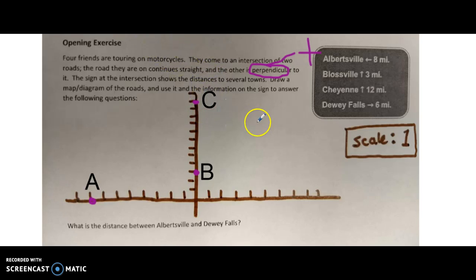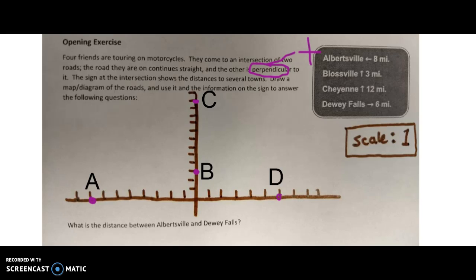Okay, last step, Dewey Falls. Go back to my origin, count over 6 miles. 1, 2, 3, 4, 5, 6. Draw my dot. Right, D for Dewey Falls.